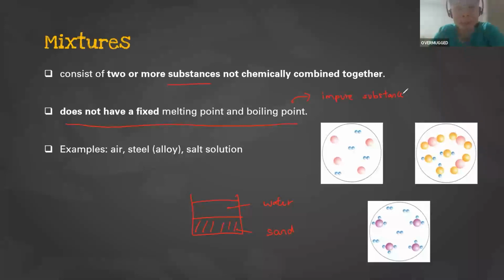Okay, so what are some examples of mixtures? We have air. Okay, this one has a chapter on its own in the future. Air actually has a lot of elements and compounds. You have your water vapor, carbon dioxide, oxygen gas, all of these things floating around inside air. Okay, and you have steel, which is an example of an alloy, and you have salt solution. Okay, this salt solution basically is salt water or seawater, right? And just now I also gave this example of water and sand. So these are examples of mixtures.